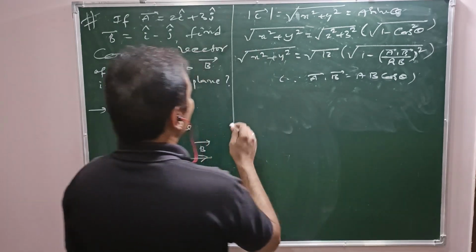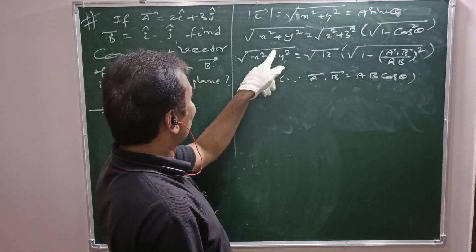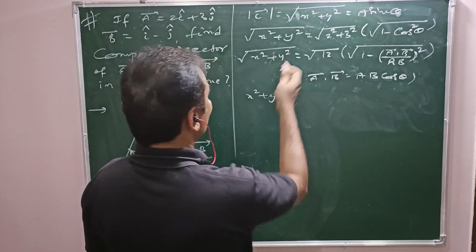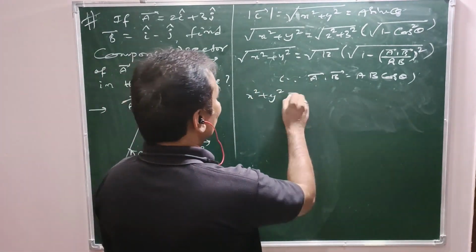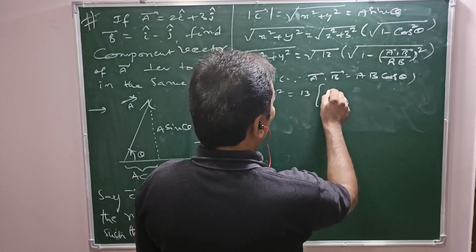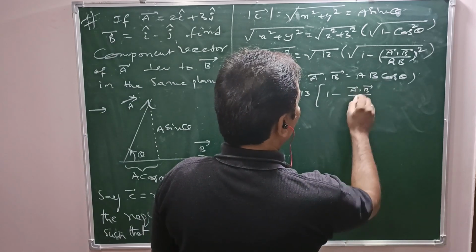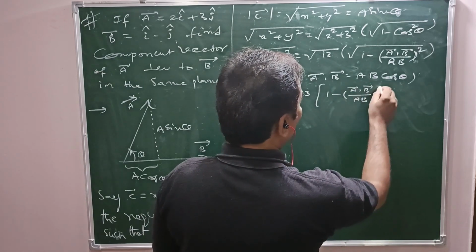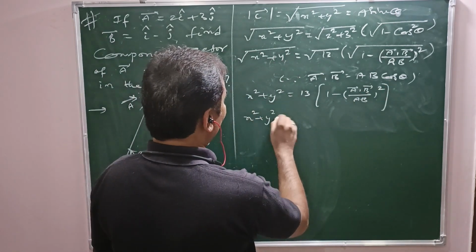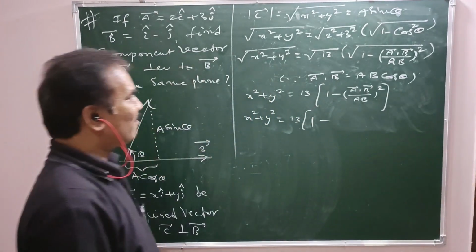Now I am squaring on both sides. Here the root will be gone, here also gone. That is, x square plus y square equals 13 into 1 minus a bar dot b bar by ab, whole square. Now let us see, x square plus y square equals 13 into 1 minus a bar dot b bar by ab whole square.